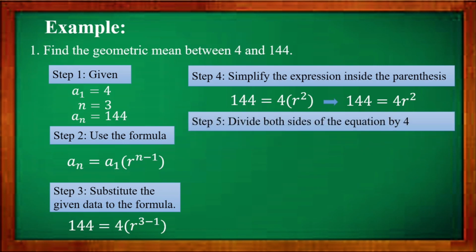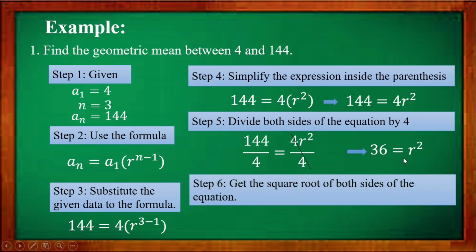Next step is to divide both sides of the equation by 4. What remains is r squared, the term with the variable. So we divide both sides of the equation by its coefficient, which is 4. That is why we will have 144 divided by 4 equals 4r squared divided by 4. After that, we apply cancellation. 144 divided by 4 gives us 36, and if we cancel this, the remaining term is only r squared. Then step 6, get the square root of both sides of the equation.